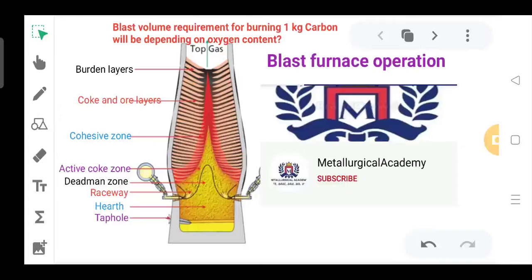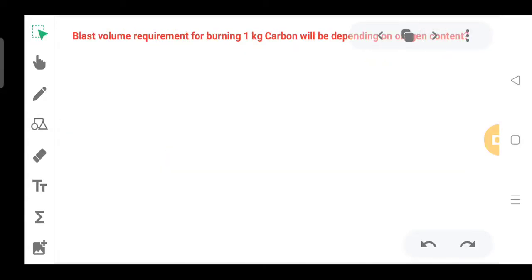Today we would like to calculate the blast furnace volume requirement for burning 1 kg carbon and how much blast volume is required to get 1 ton of hot metal. Coming to the question, the blast volume requirement for burning 1 kg carbon will depend on the oxygen content in the blast, whether we are giving 21% or we are enriching the blast. Those parameters are decided and considered.